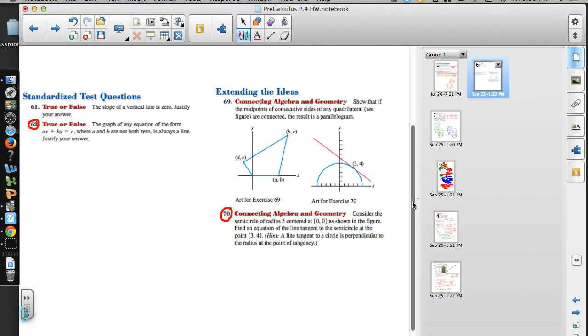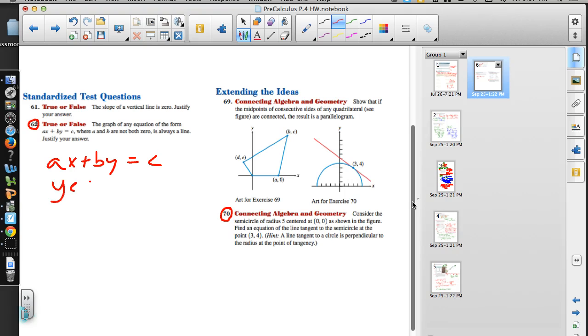62 says the graph of any equation of the form ax plus by equals c, where a and b are not both 0, is always a line, and justify your answer. Well, in fact, that is the standard form equation for a line. So the answer is yes, or I guess this was true or false. We're going to say yes, that's true.